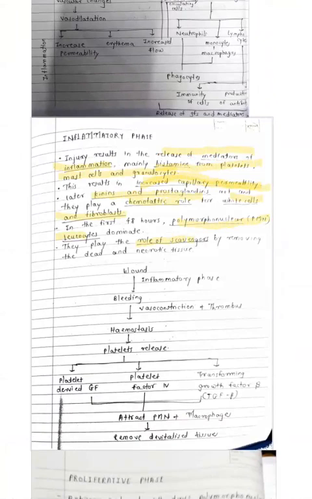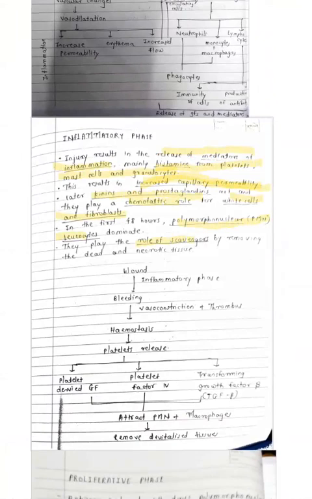So in the first 48 hours, majorly we can see polymorphonuclear leukocytes. What is the role of polymorphonuclear leukocytes? They play the role of scavenger by removing dead and necrotic tissue. So first there will be the phase of inflammation. In the phase of inflammation there will be release of mediators of inflammation.